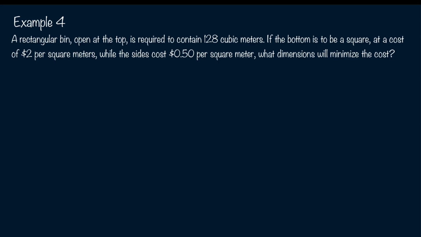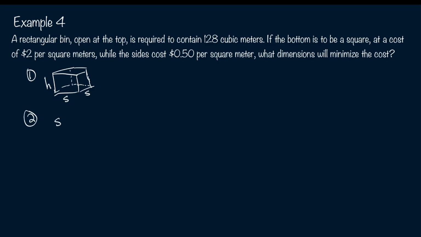Example 4. A rectangular bin open at the top is required to contain 128 cubic meters. If the bottom is to be a square at a cost of $2 per square meter, while the sides cost 50 cents per square meter, what dimensions will minimize the cost? So we're going to draw a box. So this is going to be our height of the box. And remember, the box is going to be a square at the bottom, so we will give it s times s.